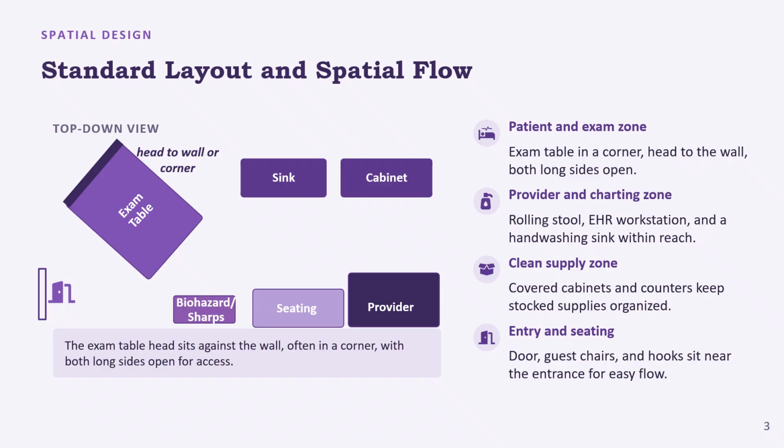Along one wall is the provider and charting zone. This is where you find the rolling stool, the computer or electronic health record workstation, and very importantly, the hand washing sink.